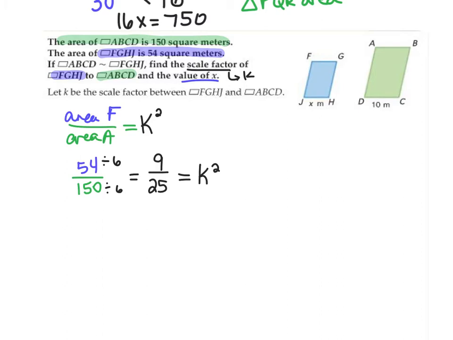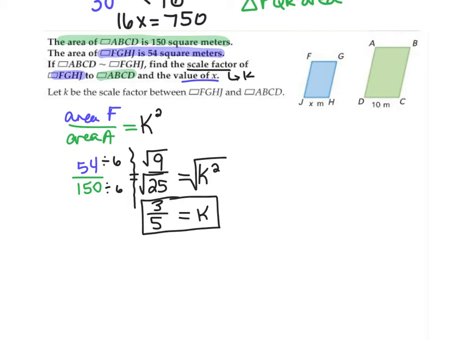So let's draw a line. This is our new equation right here. This is our areas, this is our scale factor. Now we need to get rid of this exponent so that we have just a solitary scale factor. In order to do that, we want to take the square root. When you take the square root of a fraction, you take it from the top and bottom. We're going to be left with k equaling 3/5. So we found our scale factor. That's what we needed to find.